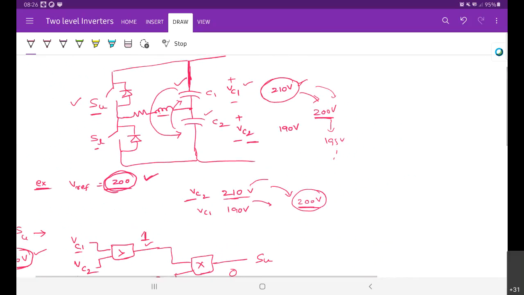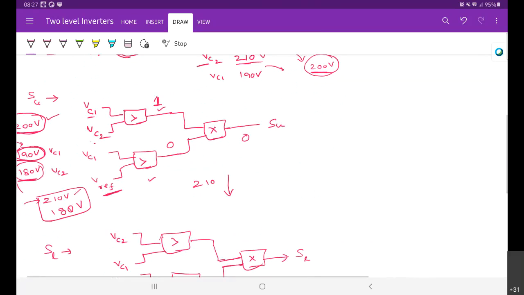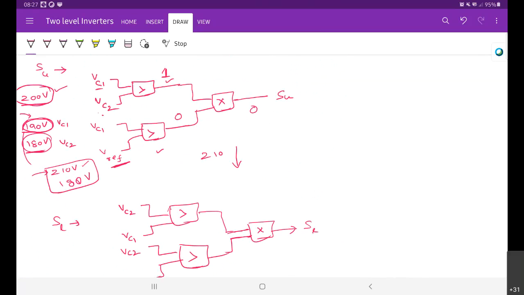Sir, what happens when both upper and lower switches are turned on? When both turn on, the source will be short circuited, right? The two capacitors will be short circuited. So this condition will never occur if you use this logic. Sorry, you said that S upper and S lower are not complementary, no? They're not complementary, right?